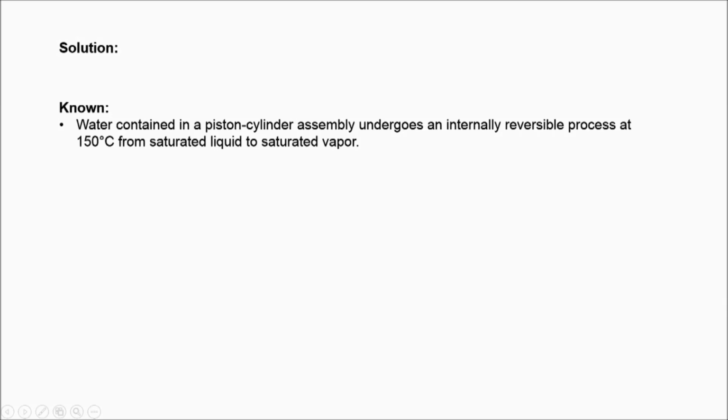Let's start to develop the solution. The first thing we have to do for any problem solution is to summarize what is known. This is essentially the same information we highlighted in red in our critical read of the problem statement presented here in the bulleted list. Water contained in a piston cylinder assembly undergoes an internally reversible process at 150 degrees C from saturated liquid to saturated vapor. The next thing to do is to summarize what we have to find. This is again the same information we highlighted in green in our critical read of the problem statement, presented again as a bulleted list. Determine the work and heat transfer per unit mass.